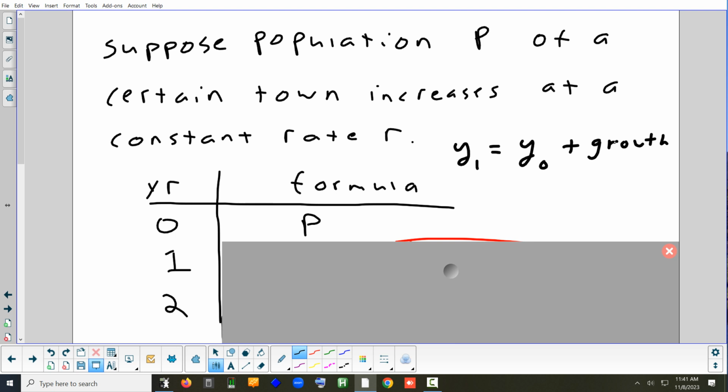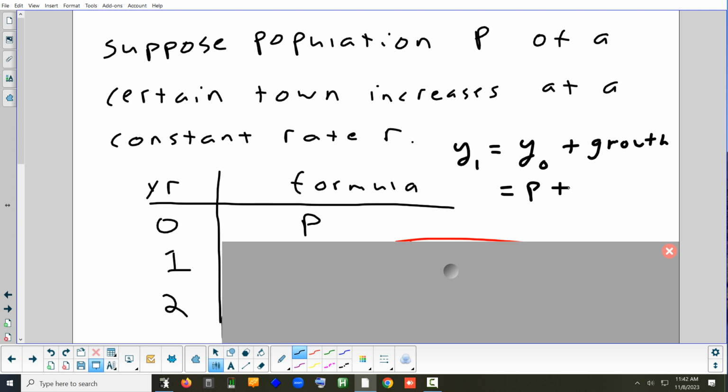Assuming nobody dies off or moves away from the town, the population for the new year is what it was before plus how much it grew. That's the growth rate. So for year 1, what was the population the year before? P. It was P. Plus, we need to figure out the growth.